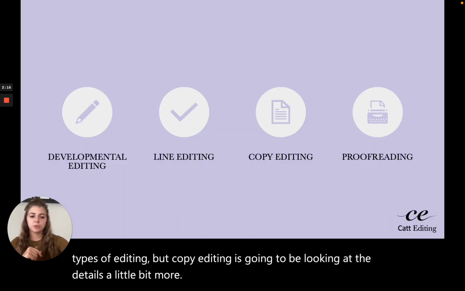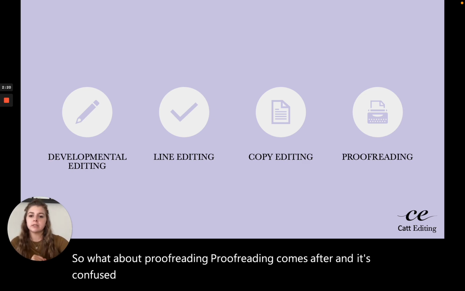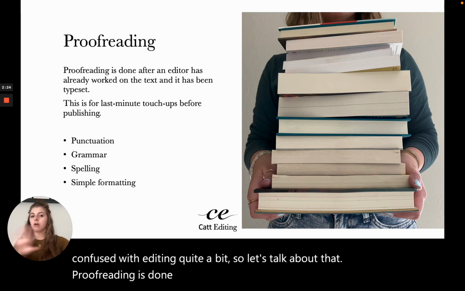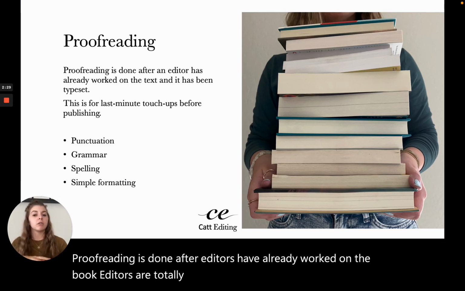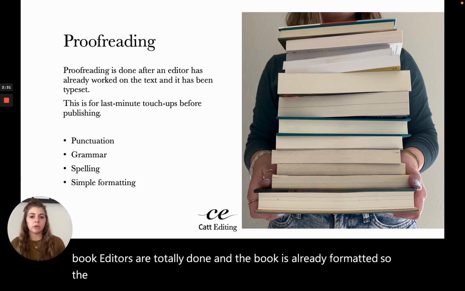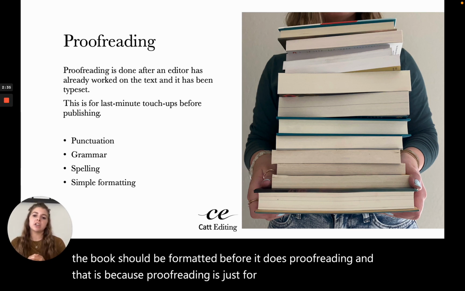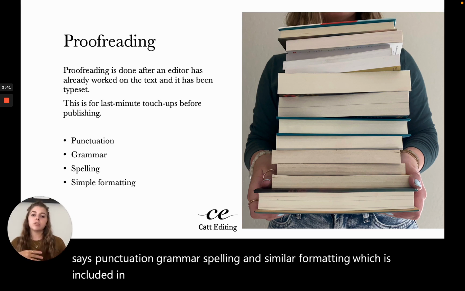So what about proofreading? Proofreading comes after, and it's confused with editing quite a bit. So let's talk about that. Proofreading is done after editors have already worked on the book. Editors are totally done, and the book is already formatted. So the book should be formatted before it does proofreading. And that is because proofreading is just for the last minute touch-ups. It says punctuation, grammar, spelling, and symbol formatting, which is included in copy editing, but proofreading just double checks the editors. Did they miss anything?